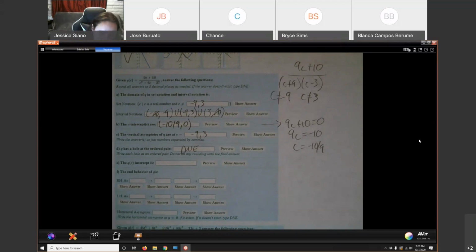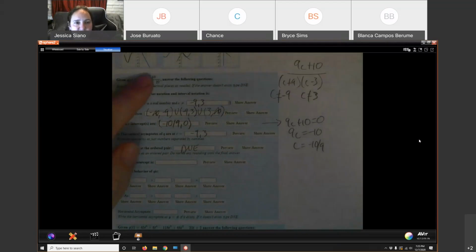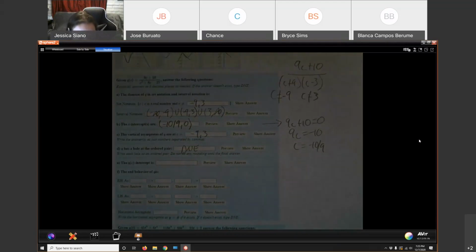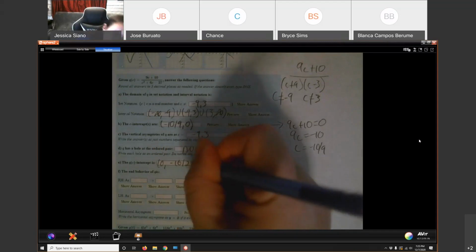And then for the q of c-intercept, I'm going to come back up here to my original, and I'm going to cover up everything that has a c in it because all of those would be 0. I'm going to have 10 over negative 27. So this would be 0, negative 10 over 27.